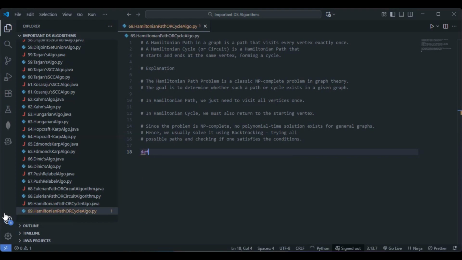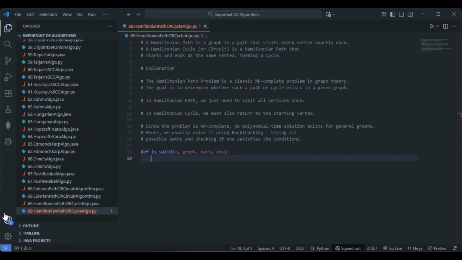So I'll just go with def here. I'll name the function is_valid. So this one will take v, graph, and also let's go with path and position as well.